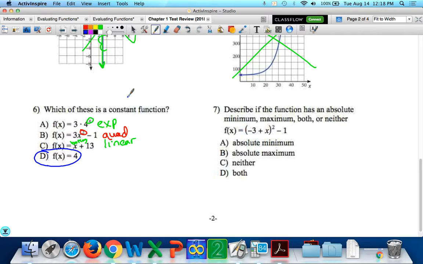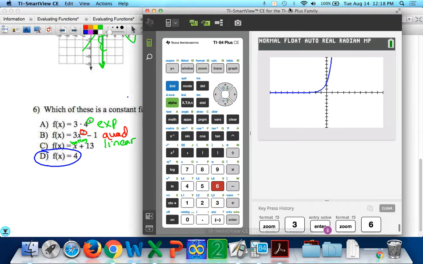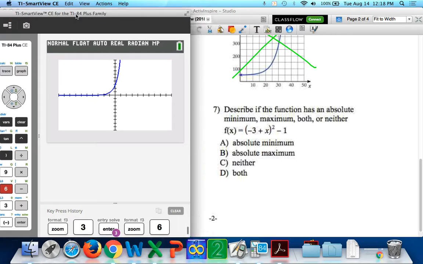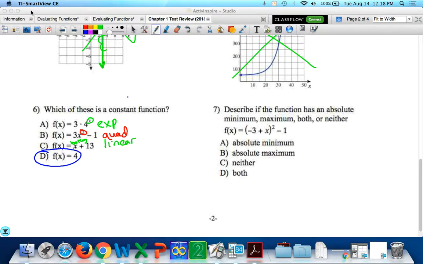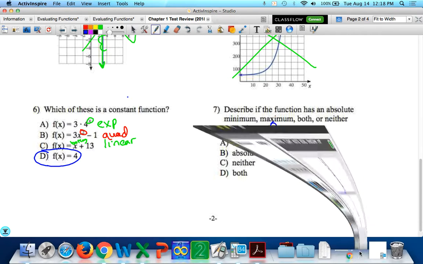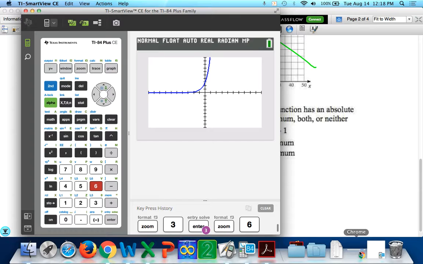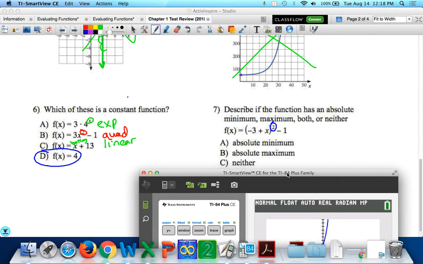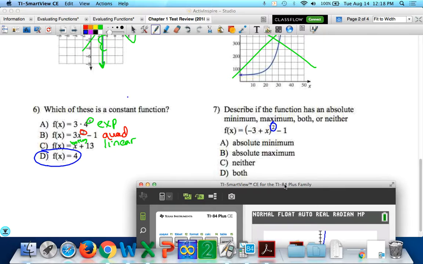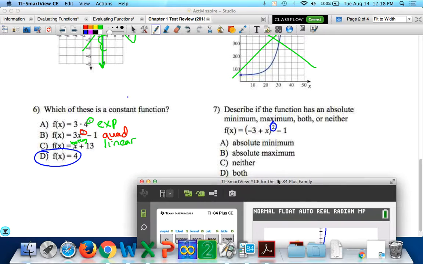Describe if the function has an absolute minimum, maximum, or both, or neither. So, again, you should know just by looking at it that this is in fact a quadratic. However, you do need to break the calculator out for this one. This is a calculator problem because I don't know if it's a min or max. You can figure that out if you know how to graph it or if you know your rules with your negatives, but better safe than sorry, let's graph it.